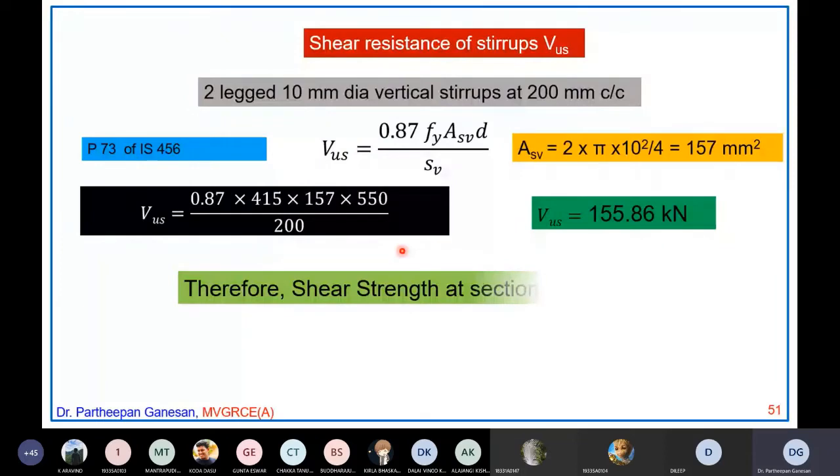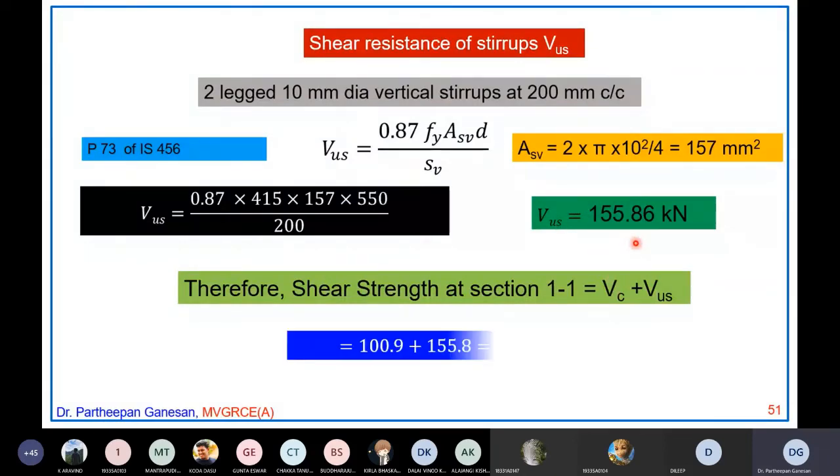So therefore shear strength at section 1 is equal to VC plus VUS. VC you found out to be 100, VUS is 155. So together it will be 256.7 kilonewton. This is the shear strength of the section at section 1.